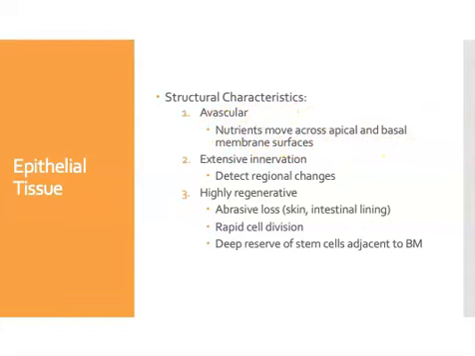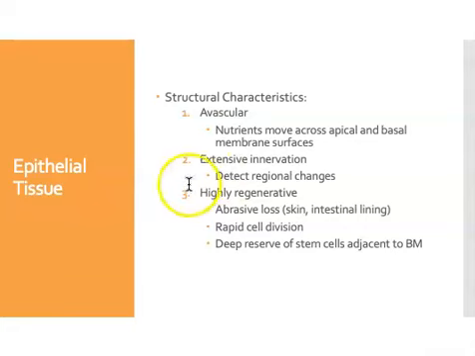So no blood vessels, but extensive innervation. Epithelial tissue is highly innervated. Lots and lots of nerve endings are found in epithelial tissue. And what that means is that epithelial tissue is able to detect changes that are going on in the environment around it quite readily.